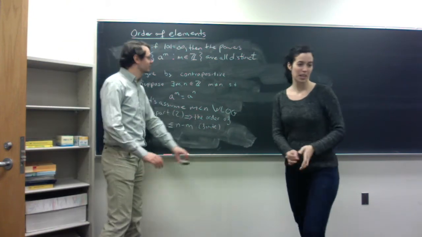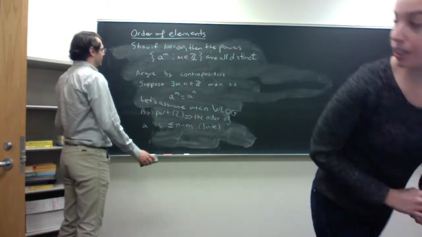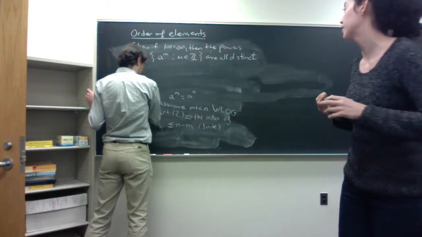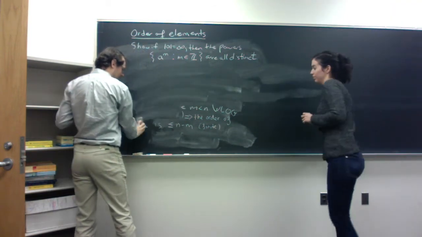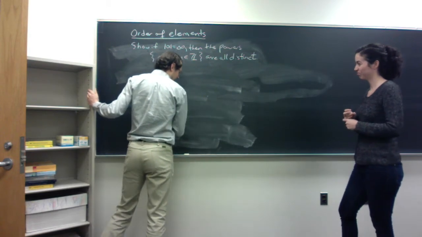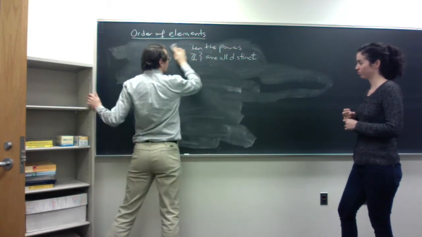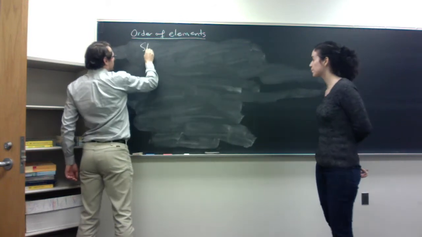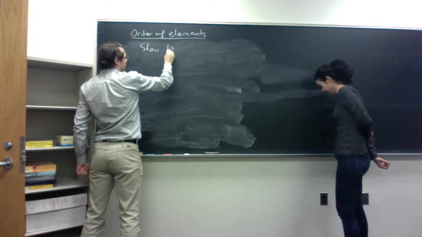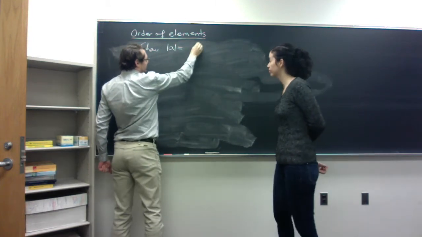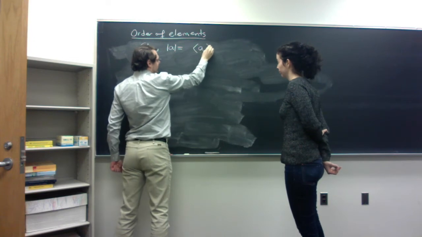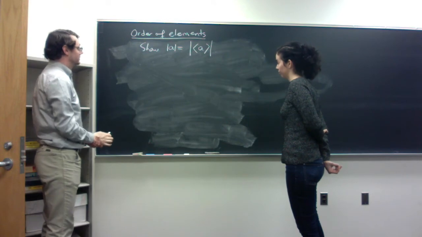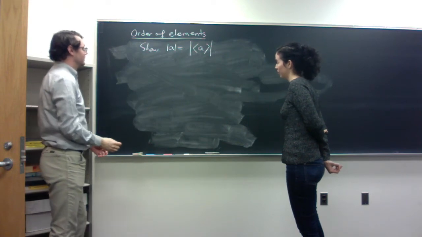Okay, so what's the next thing we're going to talk about? Show that the order of an element A is equal to the order of the subgroup generated by it. Well, that would certainly be nice, and the notation would make some sense. I'm supposed to show that the order of the element A is equal to the size of the subgroup generated by A, which I guess looks like this. Okay.